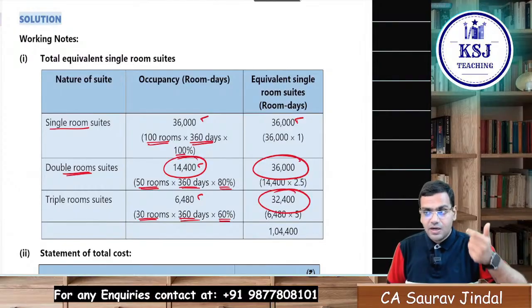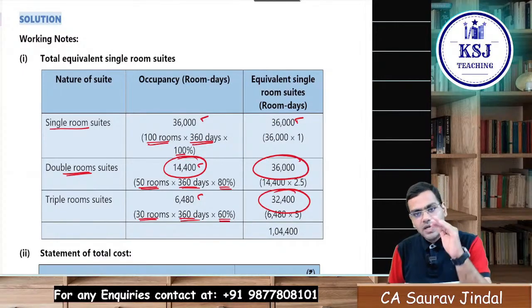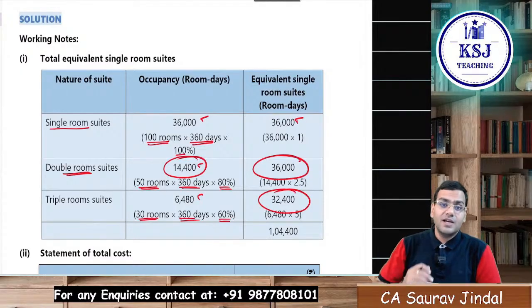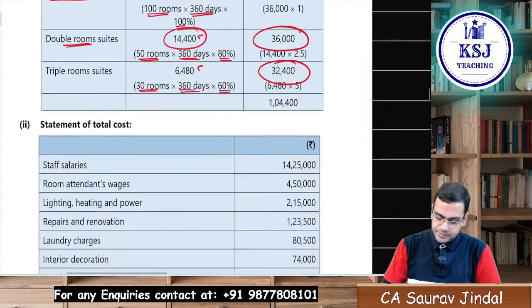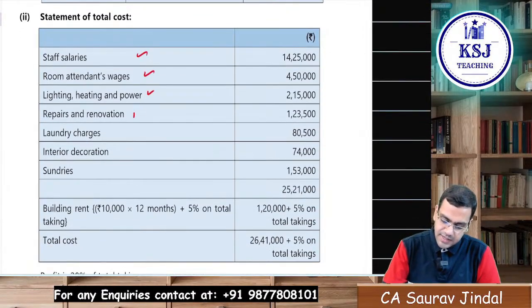We have converted into a single room. If you want to convert it into double room, or you want to convert everything into triple room, you can do that. There is no issue in that, right? Only you will have to be careful with the calculation in that case. Clear? Rest is simple, sir. Then we have taken all the cost as given, right?